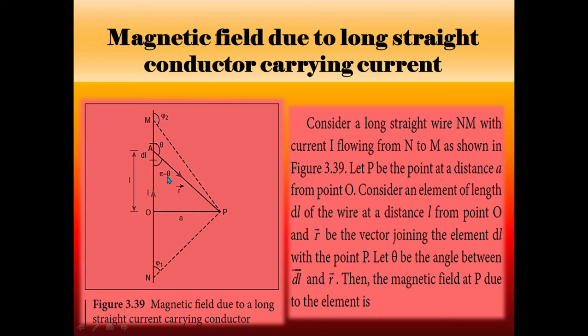So from this diagram, consider a long straight wire. This is the long straight wire NM with current I flowing from N to M. Let P be the point at a distance a from point O. Consider an element dl.